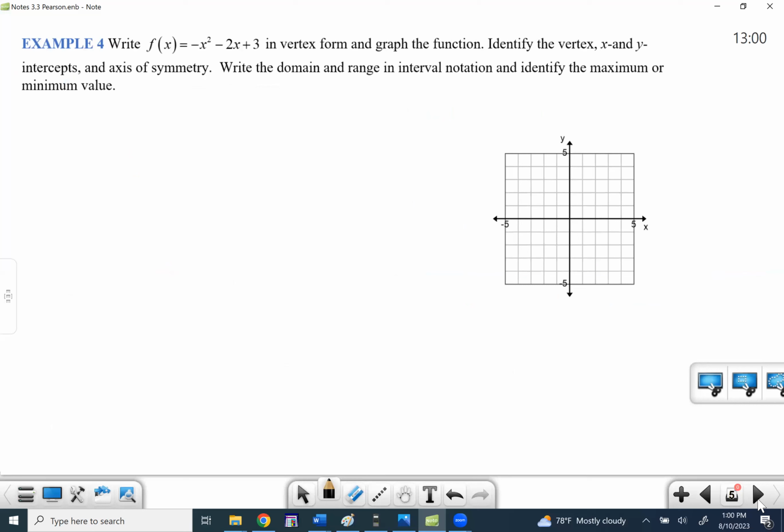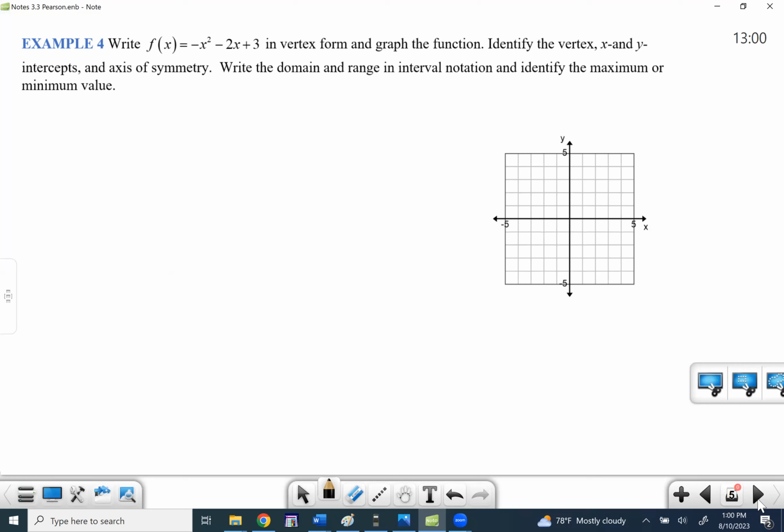Write f of x in vertex form and graph the function. Identify the x and y-intercepts and the axis of symmetry. Write the domain and range in normal notation. And identify the maximum or minimum value. Boy, this is everything you could do to a parabola. This is great practice right here, okay?